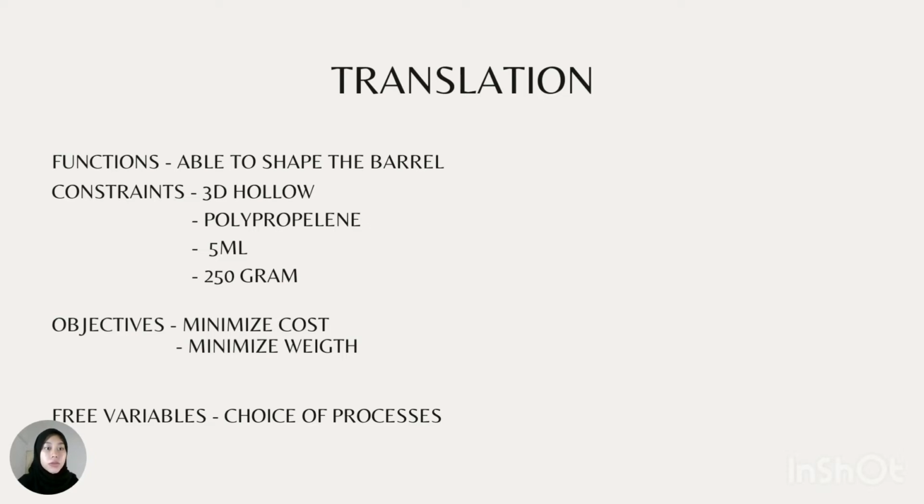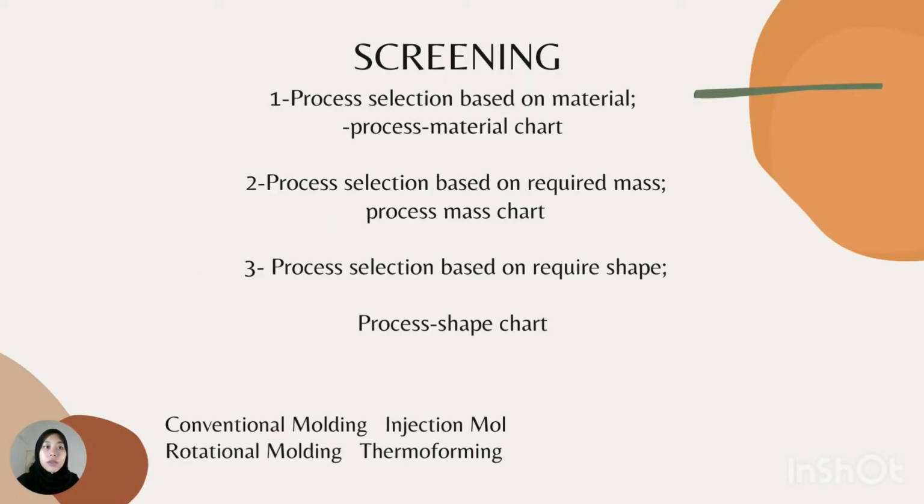For the objectives, we aim to minimize cost and minimize weight. For the free variables, we are free to choose any kind of process. For the next step, it is screening. Screening is to eliminate the processes that cannot meet the constraints that have been made from the translation.